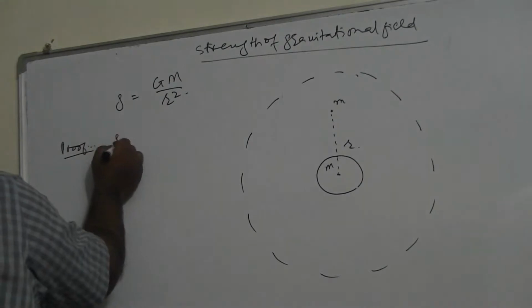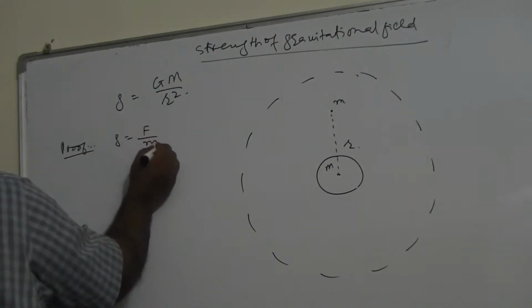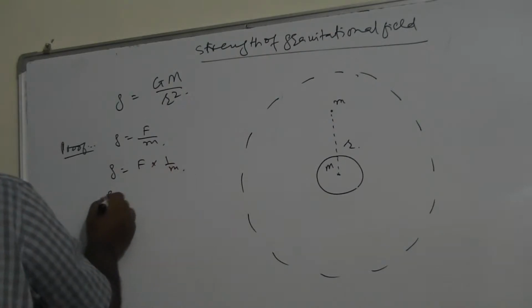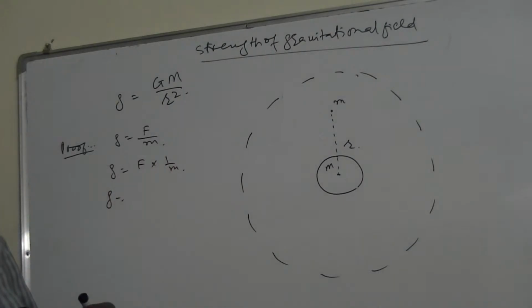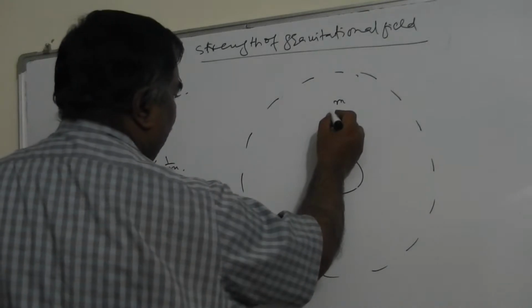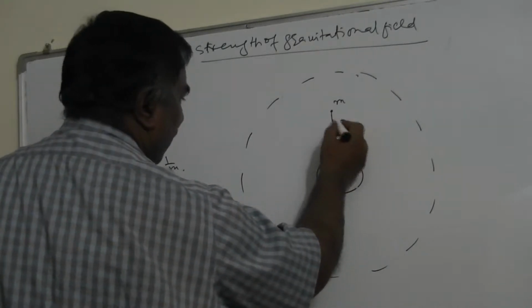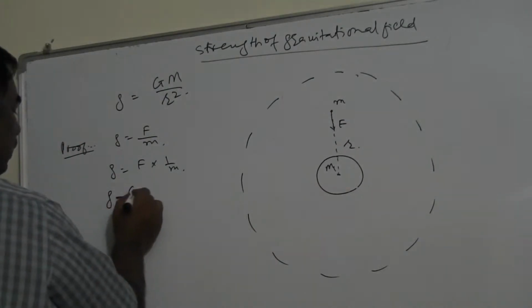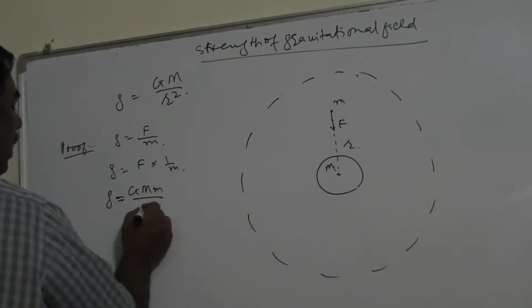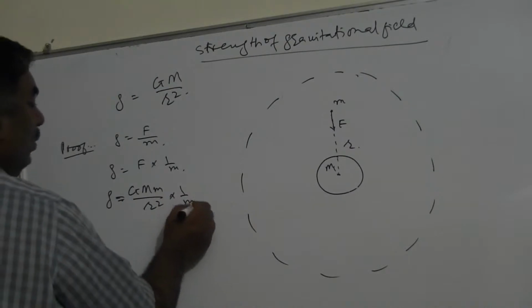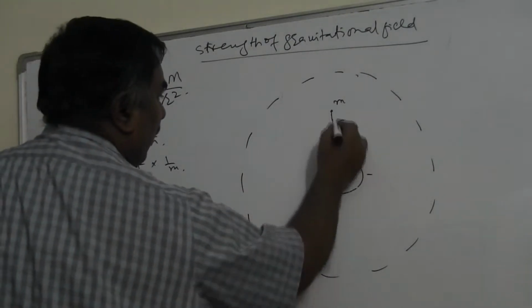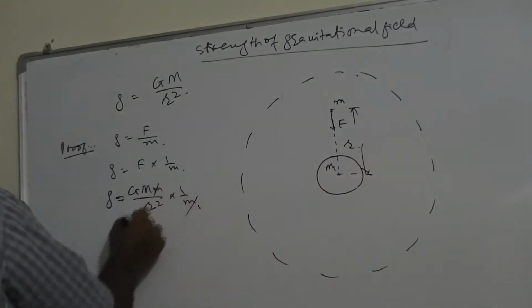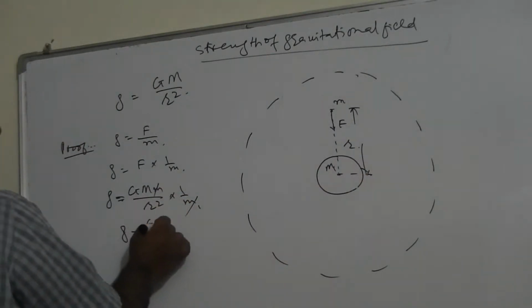Since I know that g is equal to F upon m, I can write this as g equal to F into 1 upon m. But by Newton's universal law of gravitation, the force of attraction on this body is GMm upon r square, into 1 upon m. Here r is the distance from this body up to this one. So m is cancelled, and g is equal to GM upon r square.